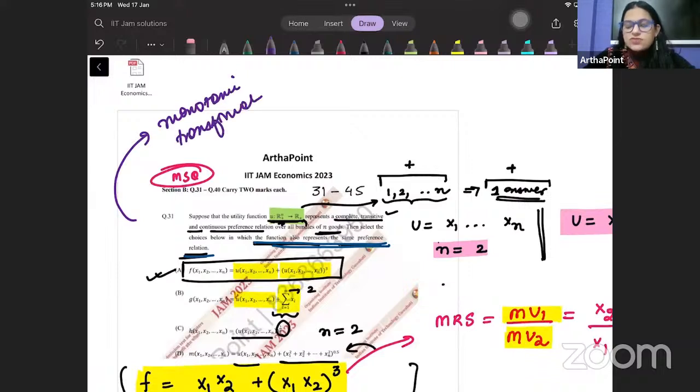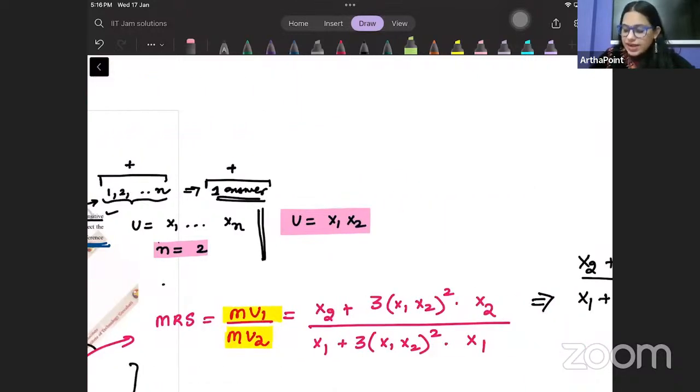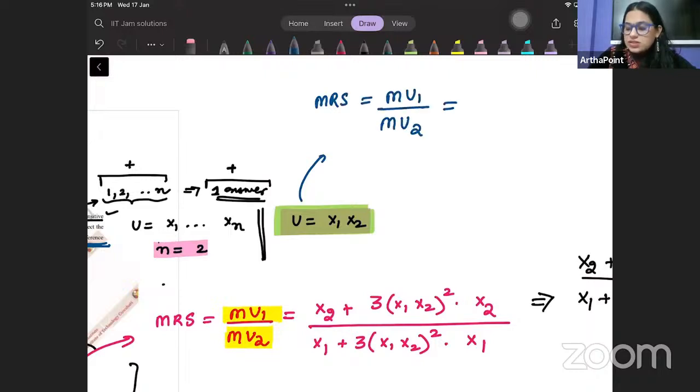And monotonic transformation ideally just means that they will represent the same preference if my MRS is equal. So my initial utility function that I had taken was u is equal to x1 x2. And we know that if I find its MRS, this will be MU1 by MU2, and this is going to be x2 by x1. So the MRS of this initial utility function is x2 by x1.